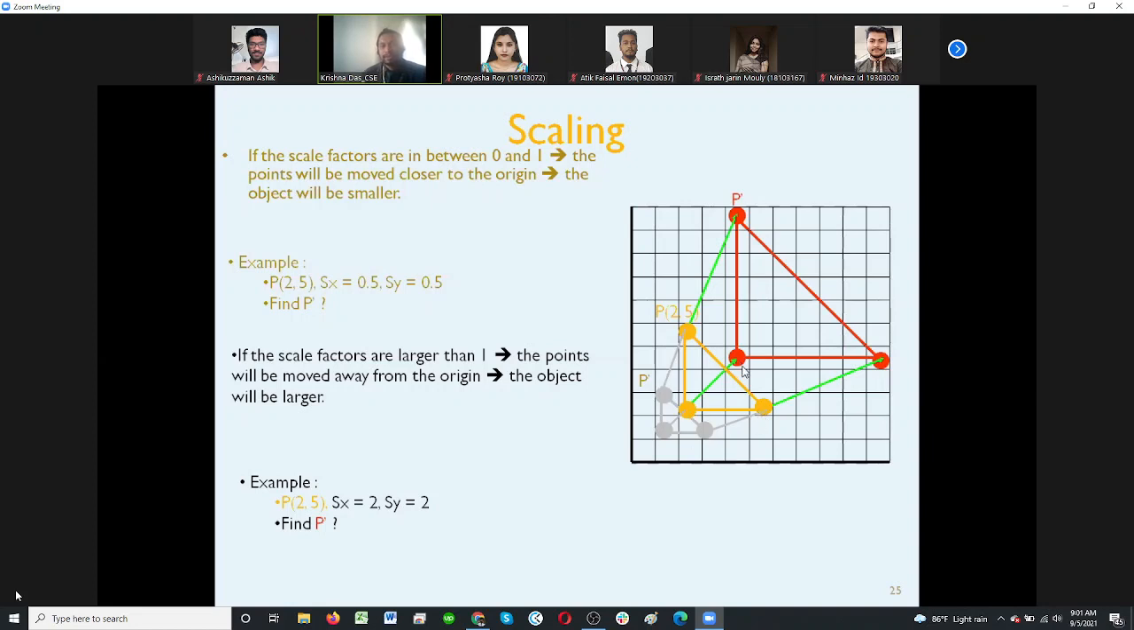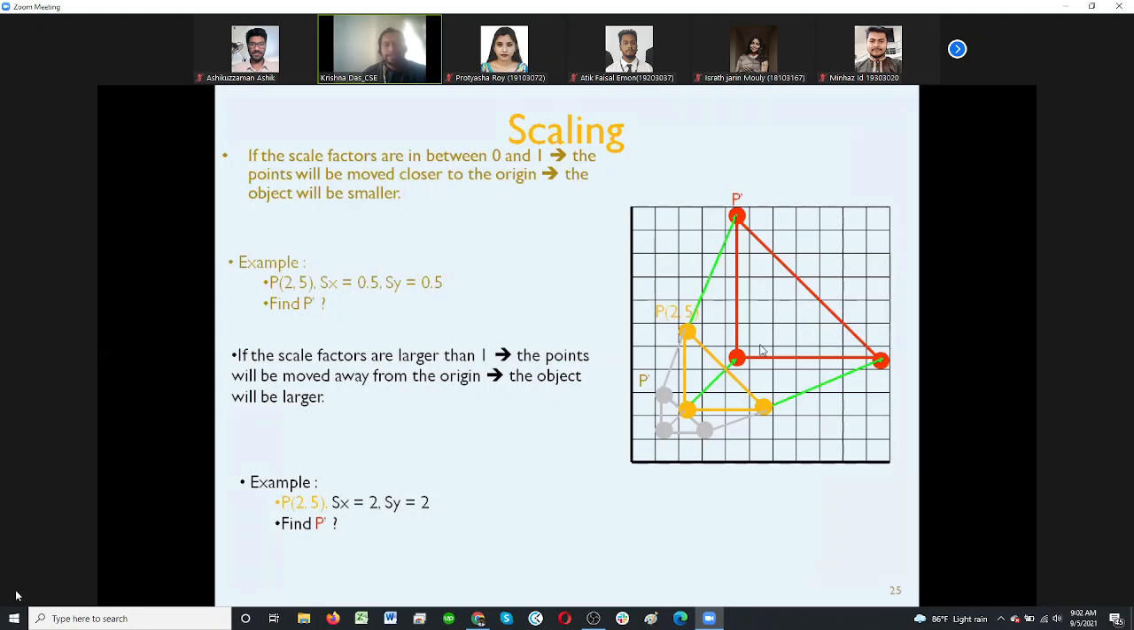If you multiply that value, you will get the points, and when you add those to the object, you can see how the object changes. The shape of the object, sorry, the size of the object has changed. Now, this is the basic scaling function. As you can see how they are related.